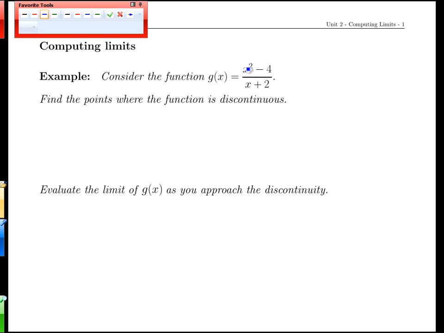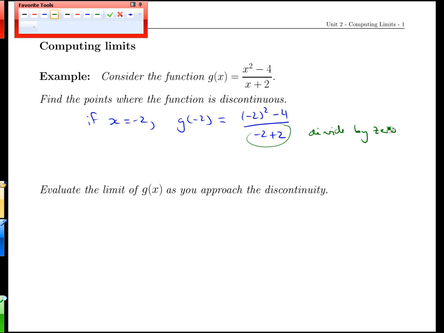g of x is equal to (x squared minus 4) over (x plus 2). For this function, I think we can all agree that if x is equal to negative 2, well then if we plug that in, we'd get (negative 2 squared minus 4) over (negative 2 plus 2), and here we'd get a divide by 0. As soon as we see that, that means that g of negative 2 is undefined. And that means we most likely have an asymptote or a hole in this function.